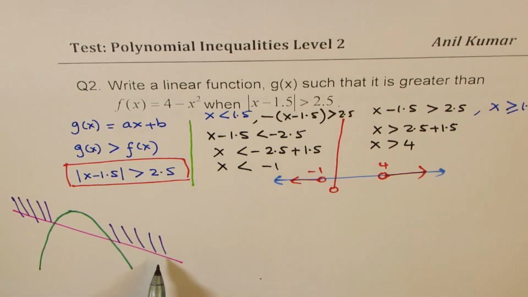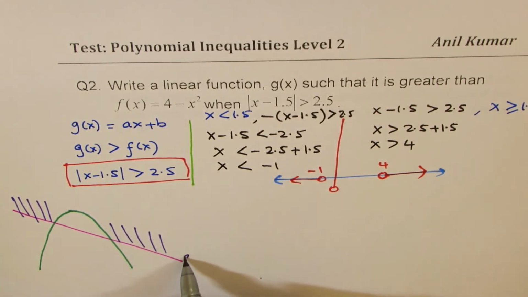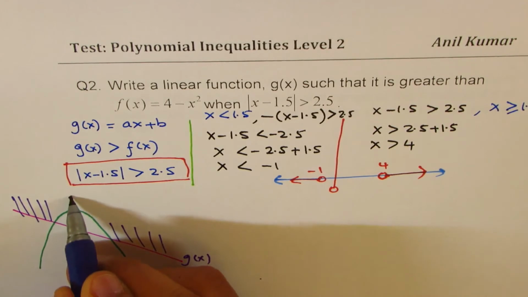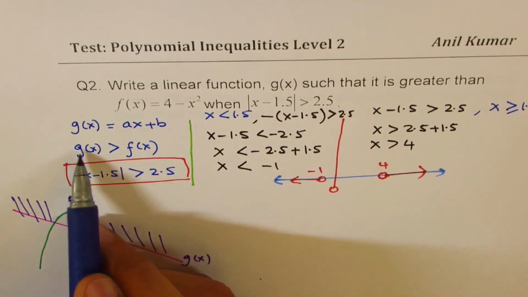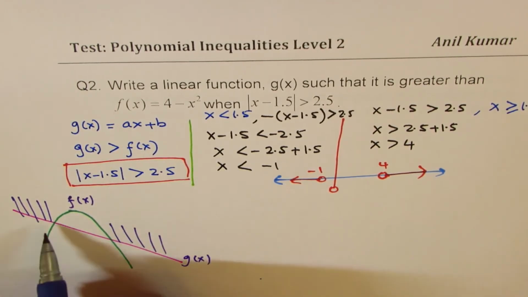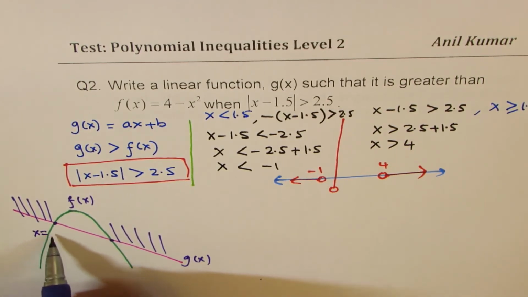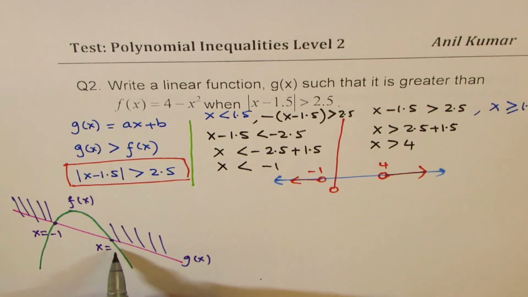So the value of any point on the line is greater than that. This is g of x, and this is f of x. Do you see that? So g of x is greater than f of x, where these points are the x values, x equals minus 1 and x equals 4. Do you get an idea?